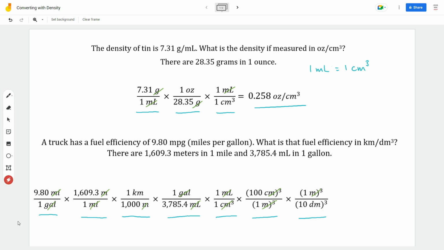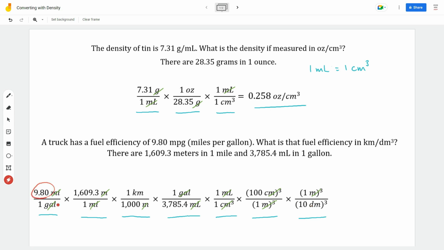So going back to the problem, let's make sure that everything has canceled except for the units we want, which are kilometers in the numerator and decimeters cubed in the denominator. So here's my kilometers in the numerator, and you can see that there is nothing else that has not canceled in the numerator, so that's good. And looking at all my denominator units, I can also see that I am left with decimeters cubed, so therefore this conversion is complete. Now I just need to put it in my calculator.